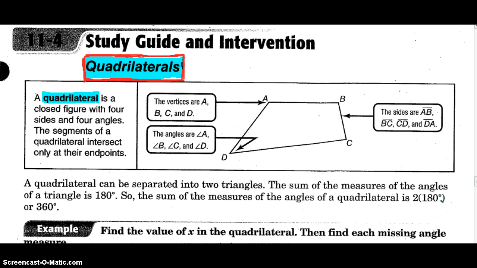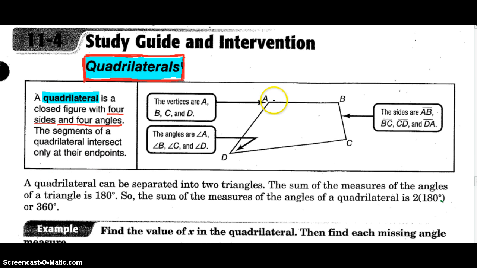So first we'll start with the definition. What makes a shape a quadrilateral? I'm sure you already know it means that it has four sides. So a closed figure with four sides, which also means it'll have four angles. Now the segments of a quadrilateral intersect only at their endpoints.